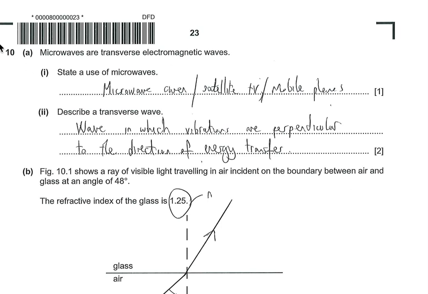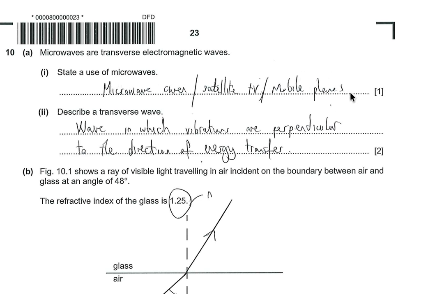Okay, so we're looking here at microwaves specifically, and we're firstly defining them as transverse electromagnetic waves. Now often when you are given the word transverse, you should expect to have to define that. Look here, we've got it here. So first we're going to state a use of microwaves. And I've given a couple, or three to be precise. We've got microwave ovens, satellite TV, and then mobile phones.